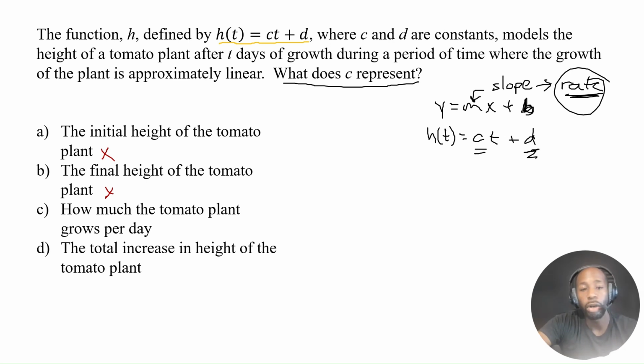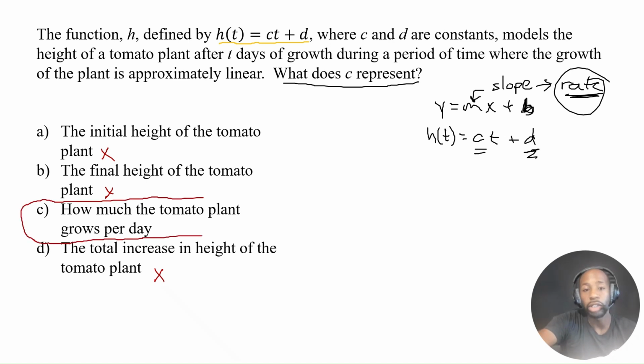D, the total increase in height of the tomato plant. Is this telling us the total increase in height? Is there rate verbiage in there? No, it's not. This more so seems like it's talking about a difference in height from the start to the finish. Okay, like a range. Last minus first. So no. So that automatically helps us to see this is the answer.